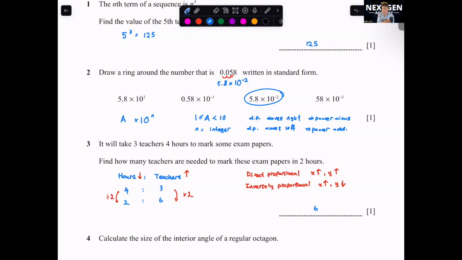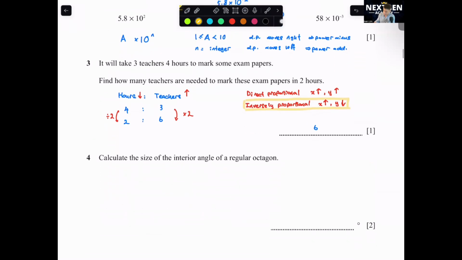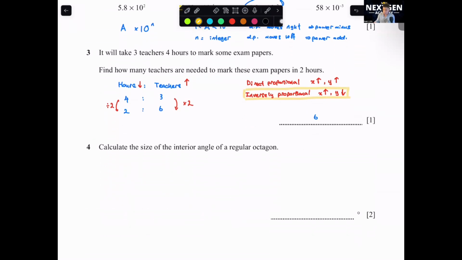Inversely proportional. And you don't write less teachers, less hours. We first have to understand that this is an inversely proportional type of relationship. One goes up, the other one goes down, or one goes down, then the other one goes up. Okay, number 4. Calculate the size of the interior angle of a regular octagon.